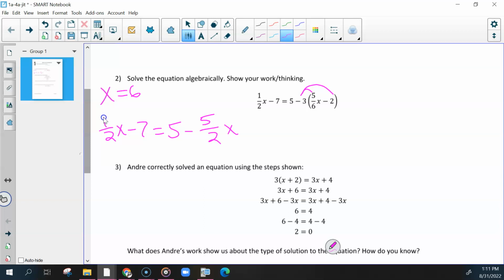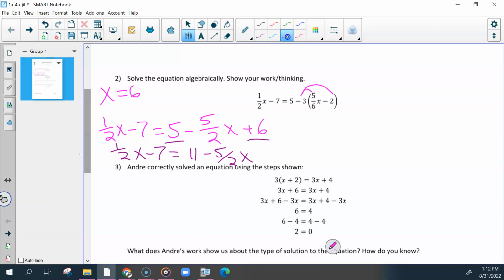And then -3 times 2 would be +6. From there, we could combine like terms. Whatever it says, do that. So 5 plus 6 would be 11. And then start to move things to the other side. Does not matter how you do that.